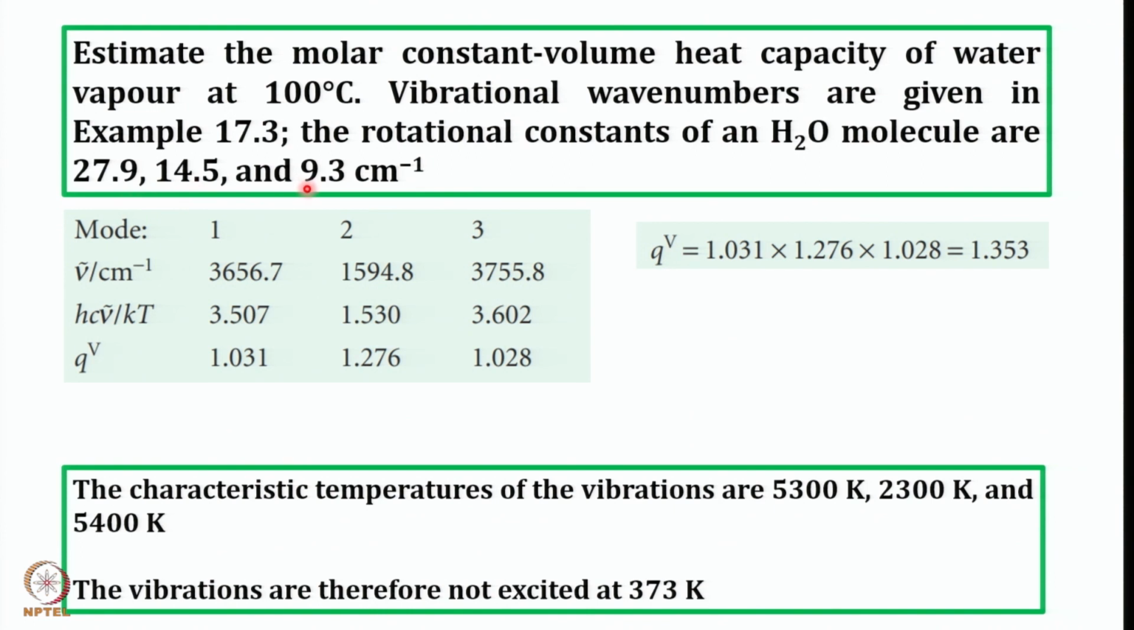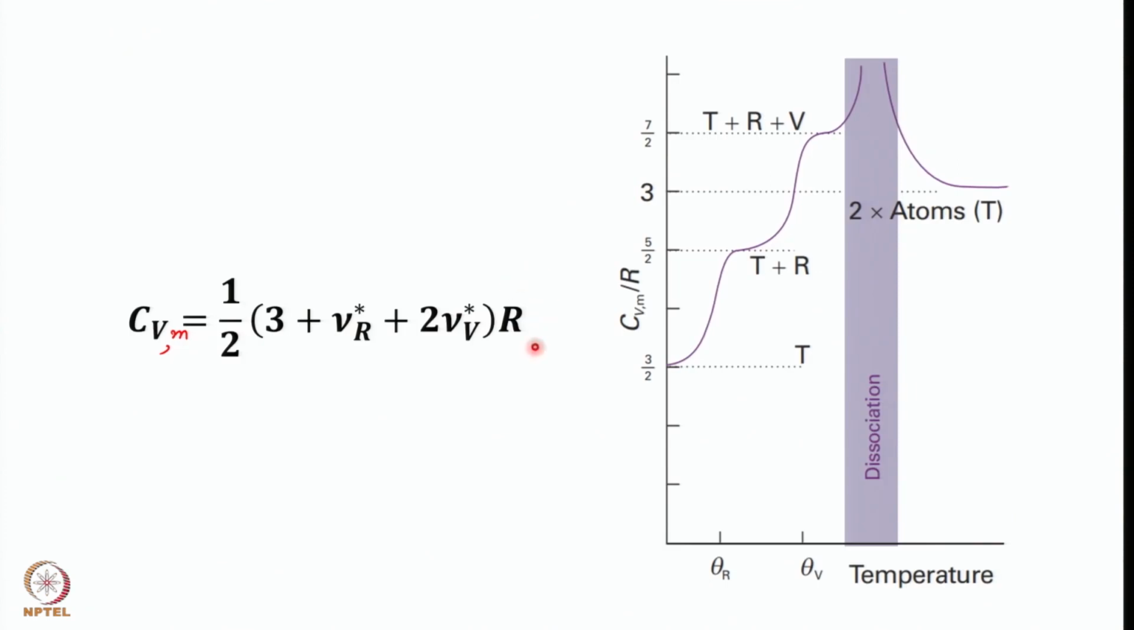All right. Now, if you carefully look at the problem statement, it says estimate, it does not say calculate. It is just an estimation, that means an approximate number for constant volume heat capacity. And if I go back, you can use this expression to estimate. What you need to know is what should be the value of nu_R star and what should be the value of nu_V star.